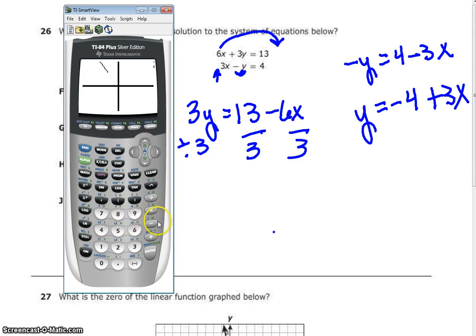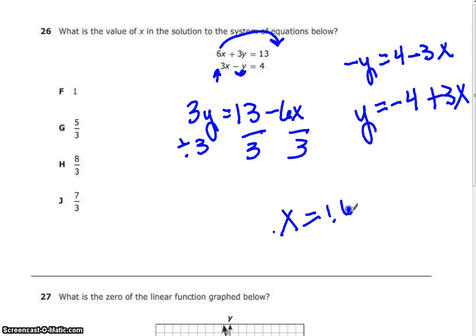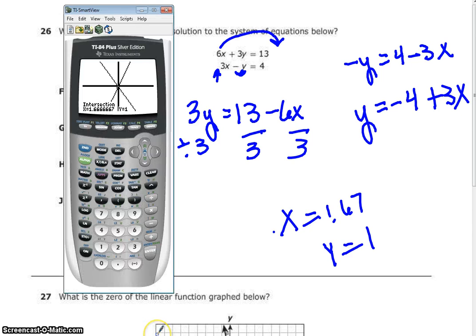I'm going to let it draw. Enter, enter, enter. X is 1.6 and y is 1. So x equals 1.67, y is equal to 1. They're asking for the value of x. Which one of these is closest to 1.67? It's not that. So you're just going to check each of these.